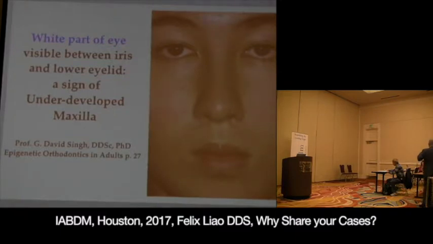Yeah, because in Asian literature it used to be sanpaku. Right. And sanpaku is related to maxilla deficiency. That's what they're saying. Yeah.